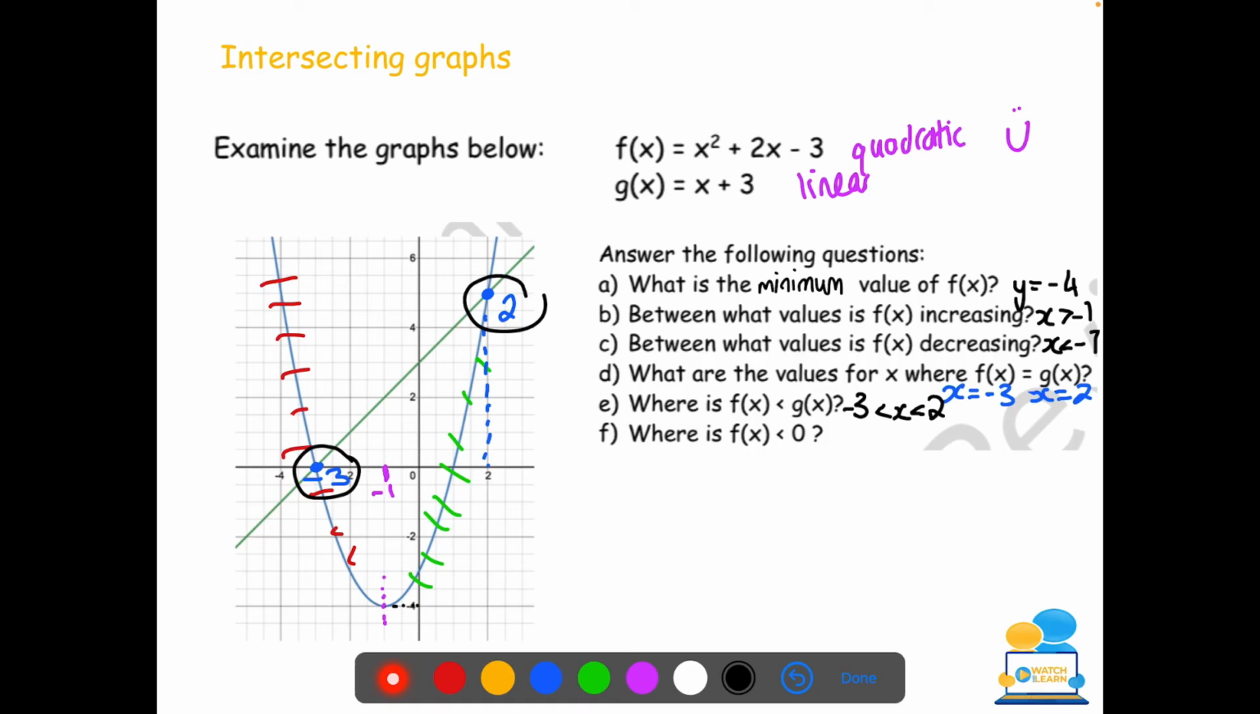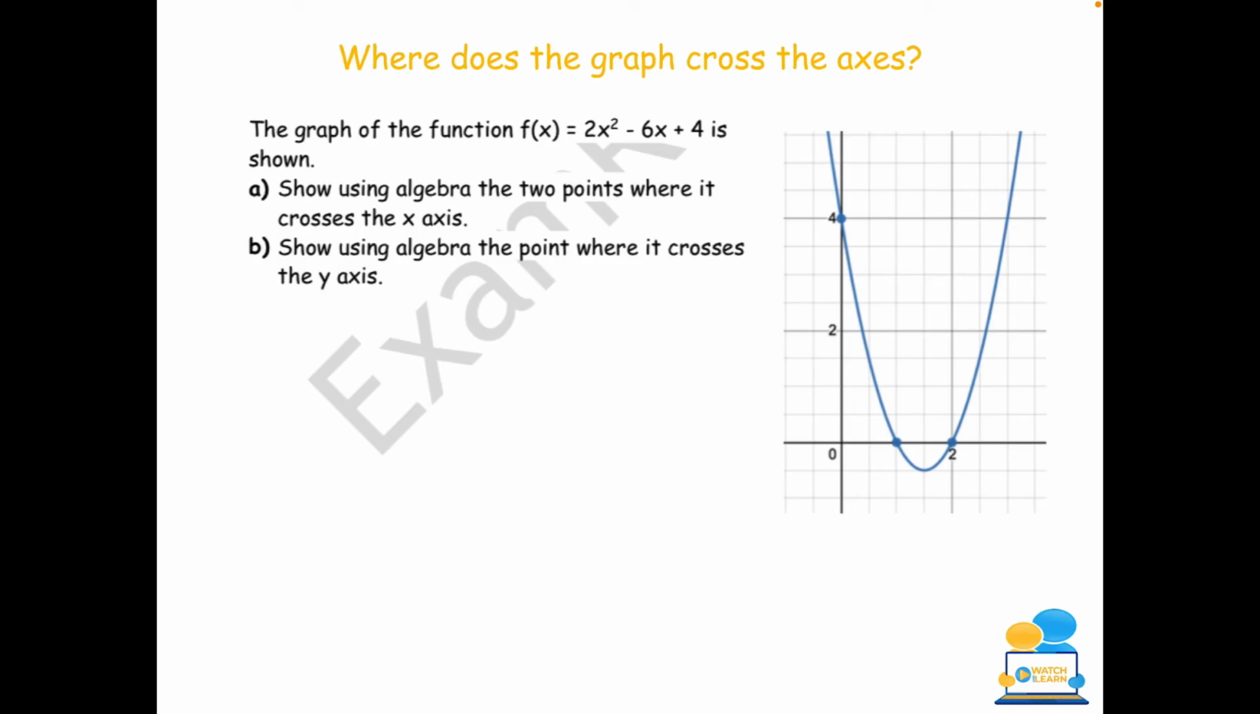And our last question there, it says where is f of x less than 0? So where is f of x less than our x-axis? Let's have a look at our curve. So it's below there, and it's below from there. So this is where it is below the x-axis. So f of x is less than 0 between the values 1 and -3. If you'd like to give this question a go before we try it, go ahead.